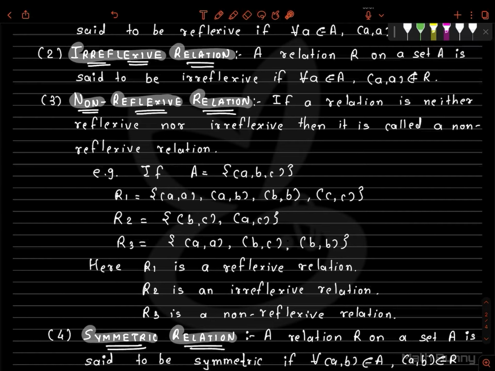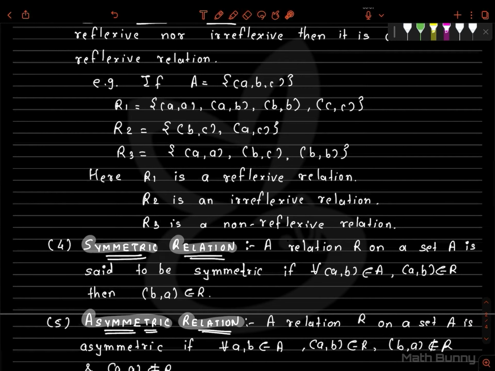The next classification is non-reflexive relation. If a relation is neither reflexive nor irreflexive, then it is called a non-reflexive relation. Here, R3 is equal to {(a,a), (b,c), (b,b)}. You can see (a,a) and (b,b) are present, (c,c) is not present, which means some (a, a) type of pairs are present and some are absent. Then it is called non-reflexive relation.